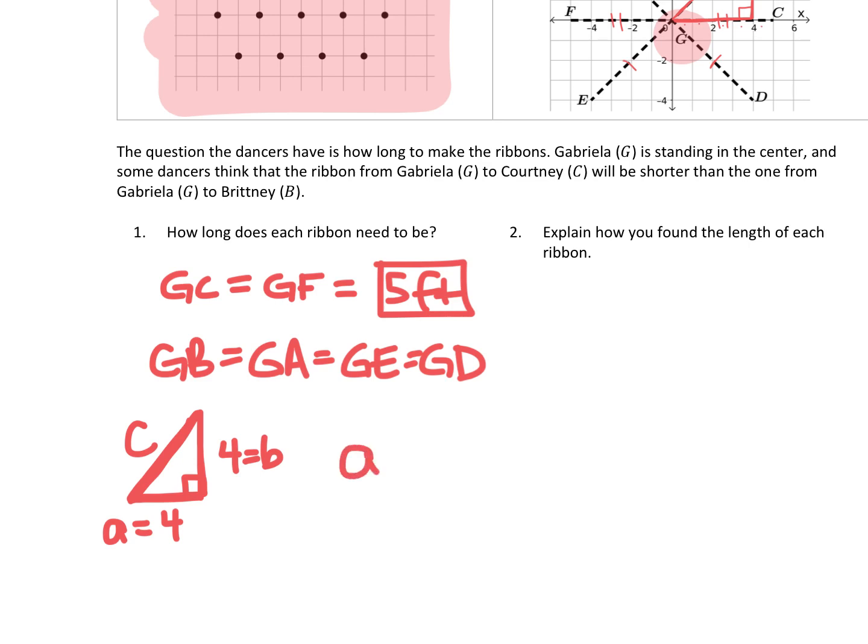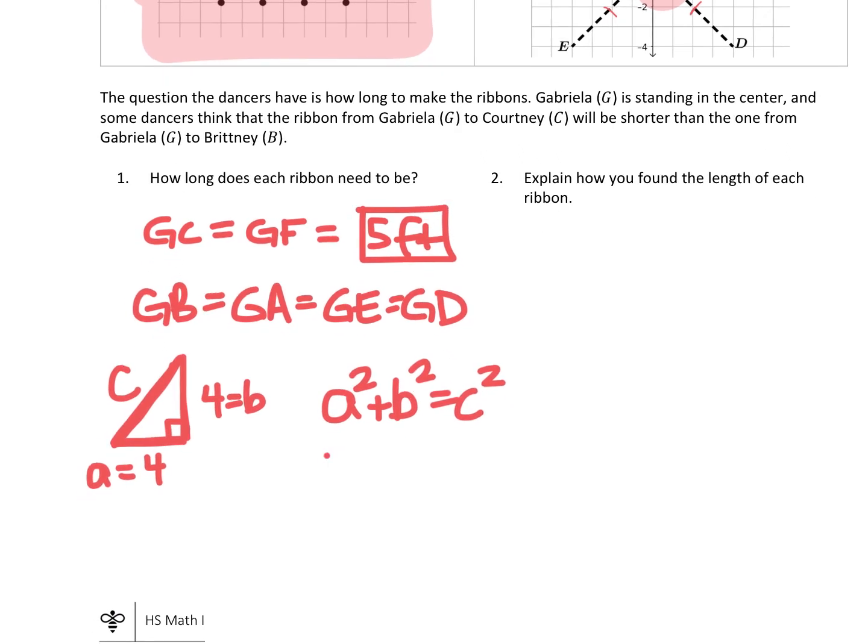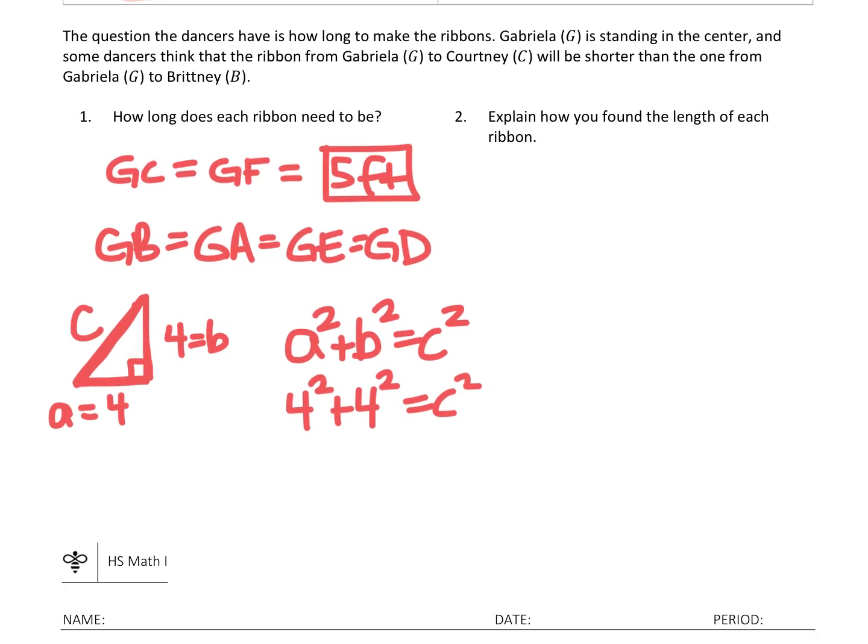So the Pythagorean theorem says that a squared plus b squared equals c squared. So I can replace a with 4, so I'll have 4 squared, and then b with also 4 squared, and that'll be c squared. 4 squared is 16. Another 4 squared is 16. So c squared adds up to 32. Now, it's kind of weird to think that the ribbon from Gabriella to Courtney was 5 feet, and the ribbon from Gabriella to Brittany is 32 feet. That just does not seem correct.